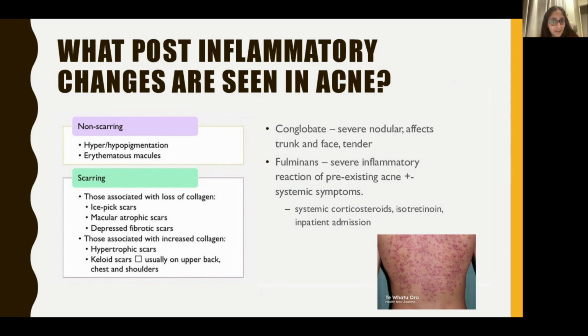There are two other types of acne. So conglobata is severe and nodular, and it affects the trunk and face, and it is very tender. And then you also get acne fulminans, which is a severe inflammatory reaction of pre-existing acne. And you'll also have systemic symptoms. So in this image, you can see acne conglobata, where you can see several nodules and it's affecting the back. And for this, we would give systemic corticosteroids, isotretinoin, and would require inpatient admission as it is very painful.